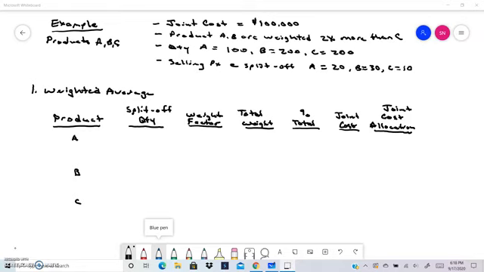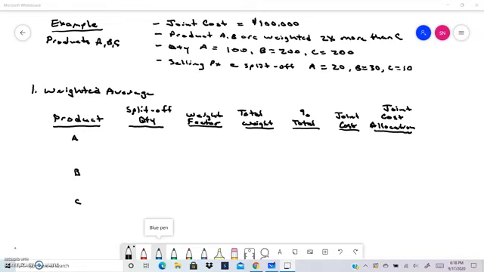The first one, out of the four methods, the only two that you'll be responsible for is one, the weighted average method. And the second one would be the market value at split-off method. So the second and third methods out of the four methods. So let's take a look at an example here.